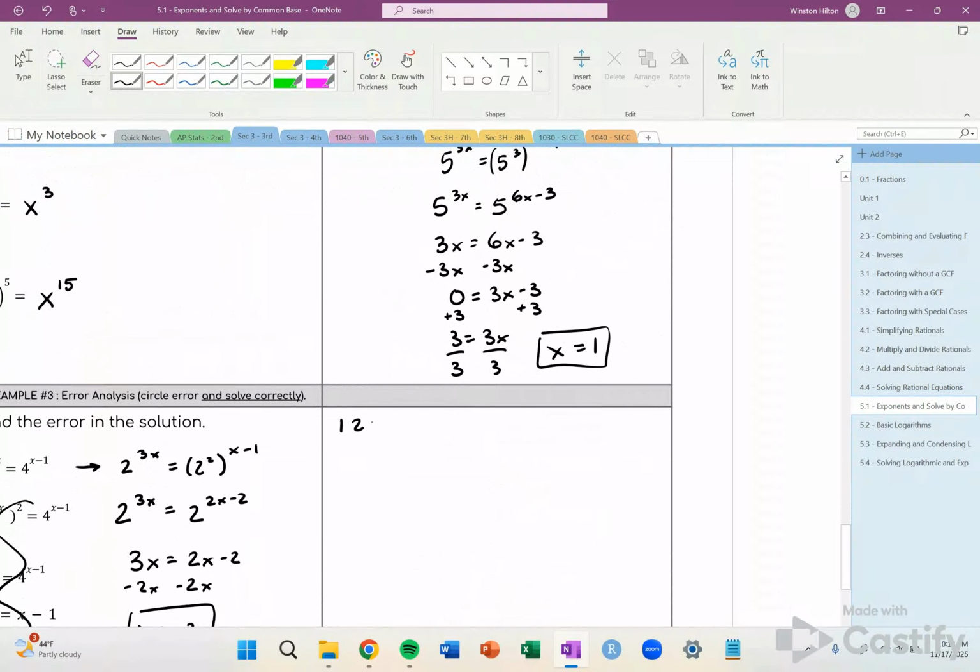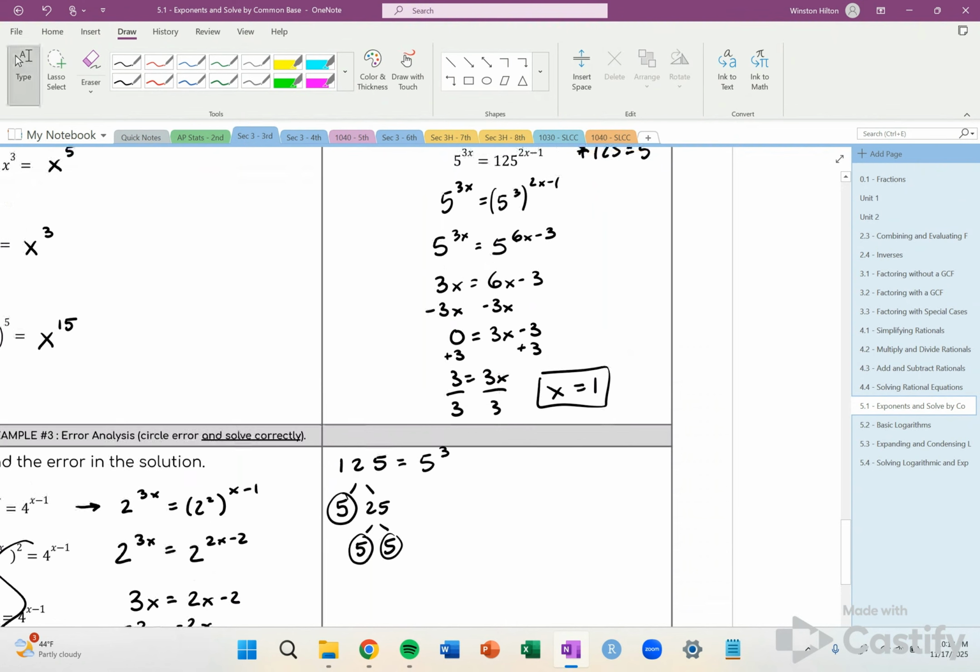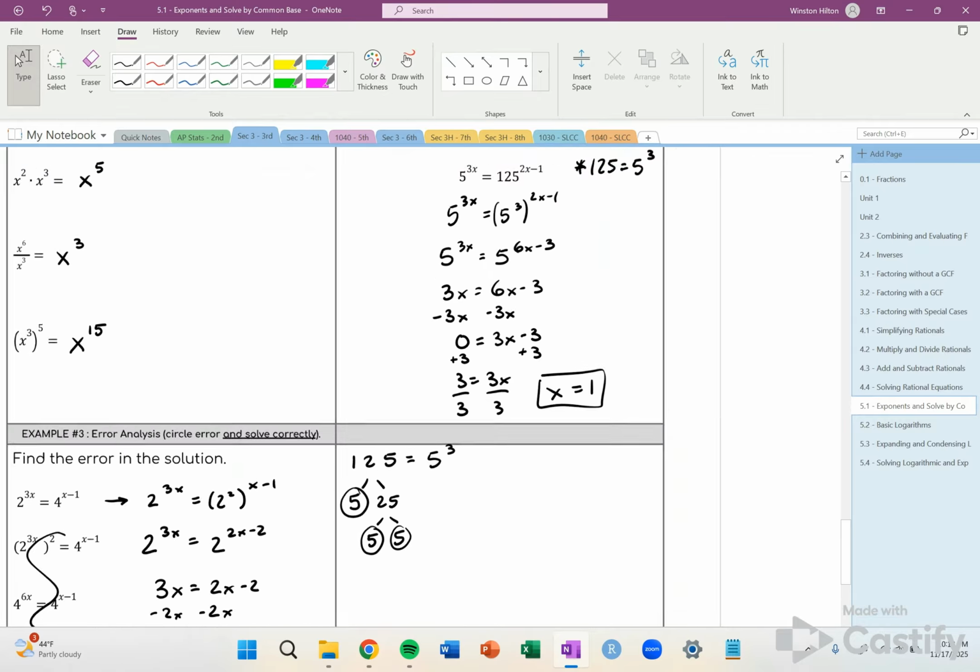We need to break 125 down into its factors like we did when simplifying radicals. So I would say 125, that's divisible by 5, which would leave behind a 25. 25 can be broken down into 5 times 5, so that gives us 1, 2, 3 fives, so that has to be the same as 5 times 5 times 5, or 5 cubed. Now, luckily for this one, that gave us the same base as the left side of the equation, so we knew that that would work.